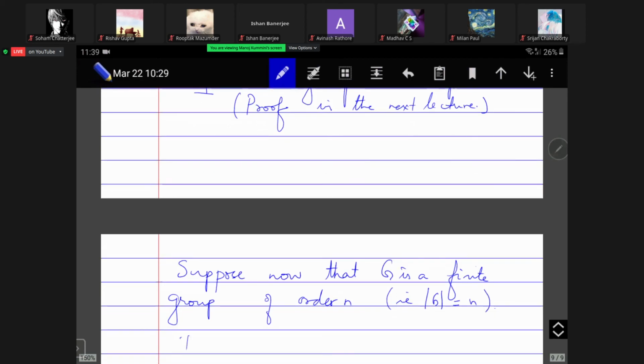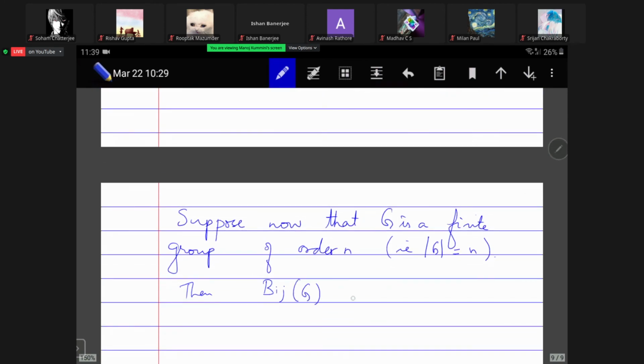Then the set of bijective functions on G is isomorphic to S_n. Why is that? G is a set with n elements. We can call those elements 1 through n. A bijective function just means 1 goes somewhere, 2 goes somewhere, 3 goes somewhere, and it is injective and surjective. In other words, it is just a permutation of 1 through n. So bijective functions on G is isomorphic to S_n.